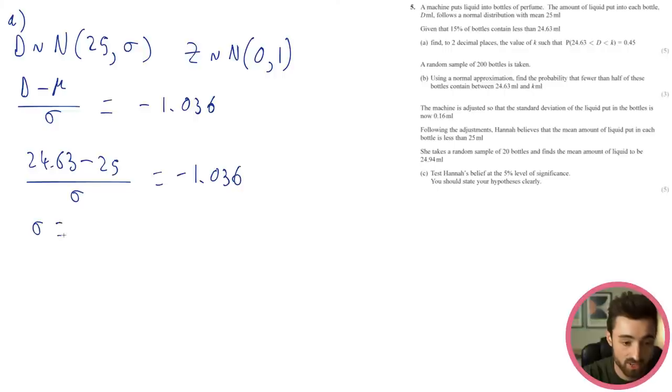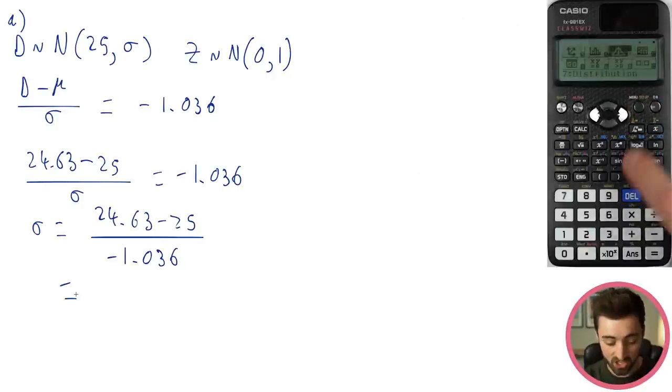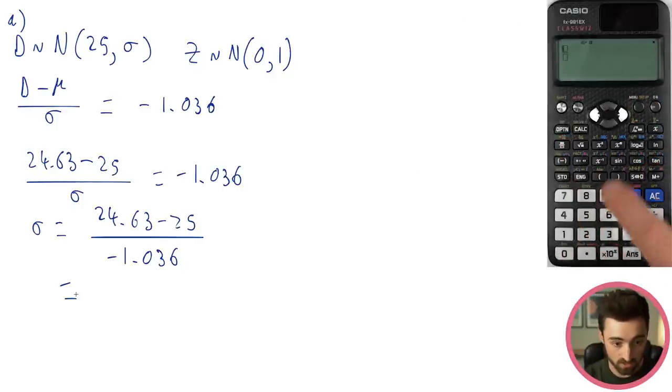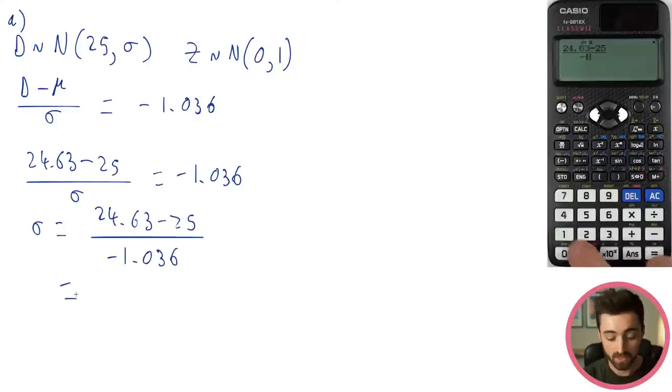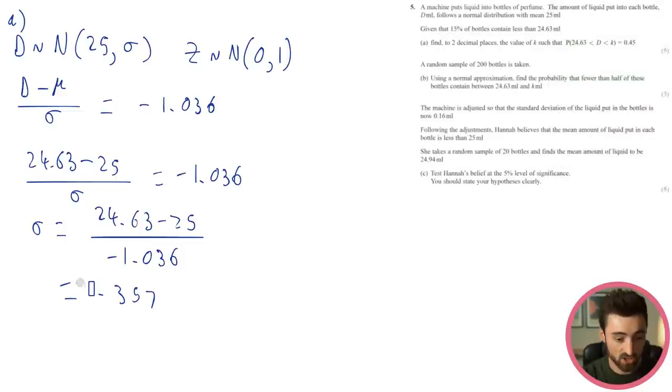Now it's just rearranging, okay? So we're just going to do sigma equals whatever this is, 24.63 minus 25. We're timesing up by sigma, dividing through by this negative number here, so this is going to be minus 1.036. To the calculator, again, you're going to want to change it to the normal mode so you can actually do some maths. So 24.63 minus 25 over minus 1.036 is equal to 5 over 14, which is nice, or about 0.357. Let's go for that. Cool.